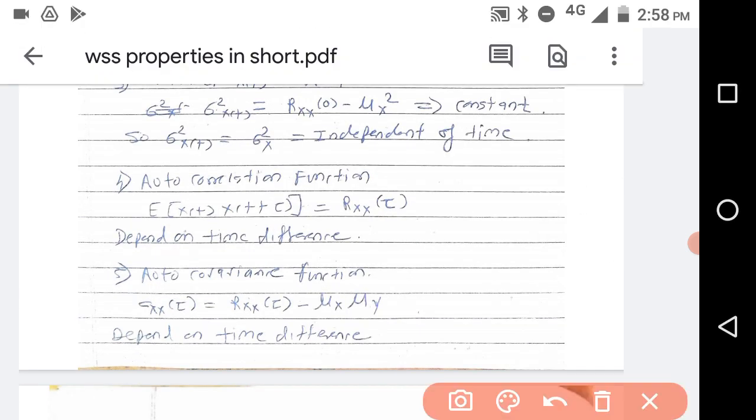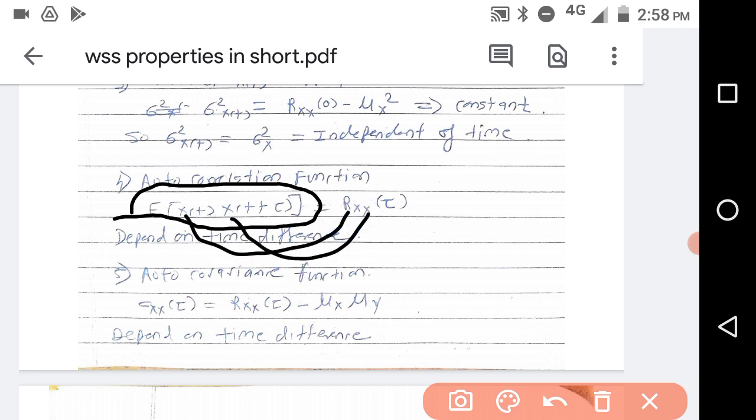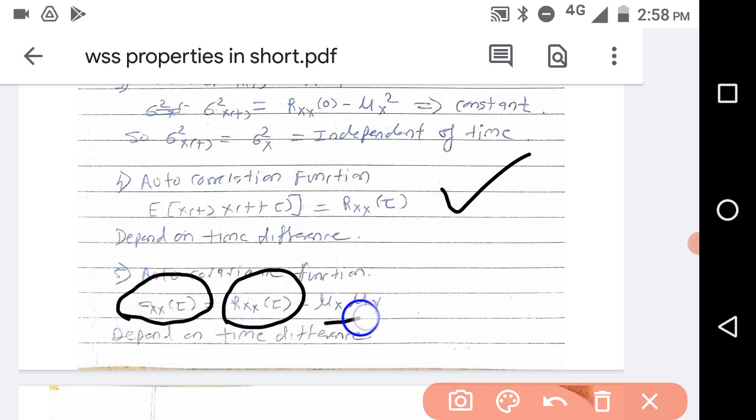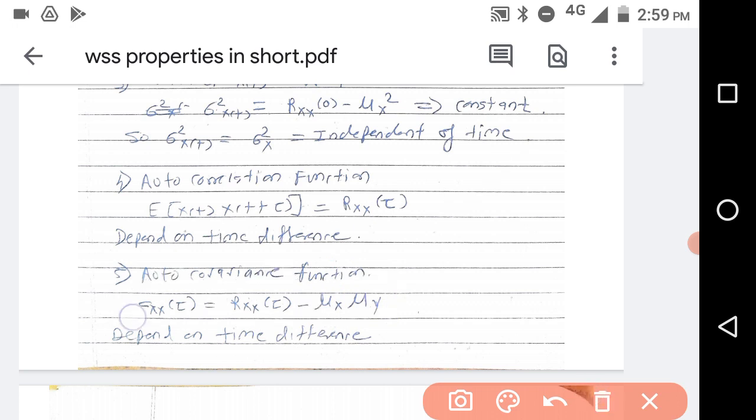Next, let us see what about the autocorrelation function. Autocorrelation function is given by expectation of x(t) x(t plus tau), written as Rxx here. And autocorrelation function is dependent on (t plus tau) minus t. That means it is dependent on the difference. So here tau is there. So autocorrelation function is dependent on the difference only. What about the autocovariance function? Autocovariance function Cxx(tau) is equal to Rxx(tau) minus mu x mu y, because means are also constant here for the stationary random process. So this shows that the covariance function is also dependent on tau only, that is the time difference. Mu x and mu y are constant.